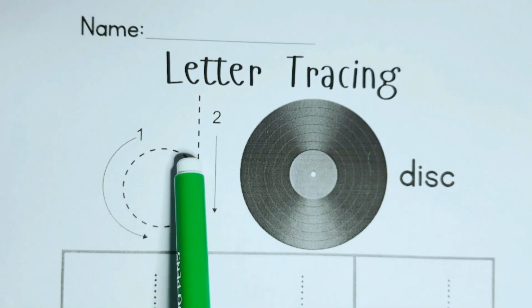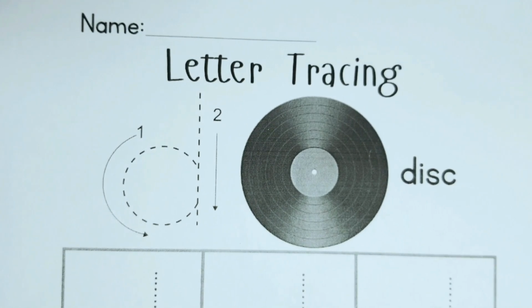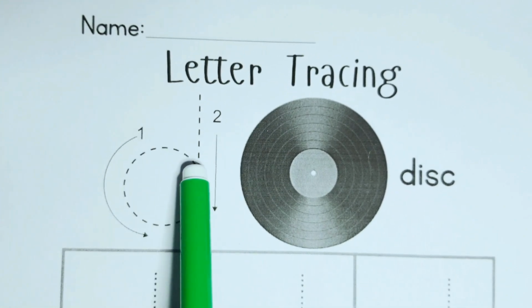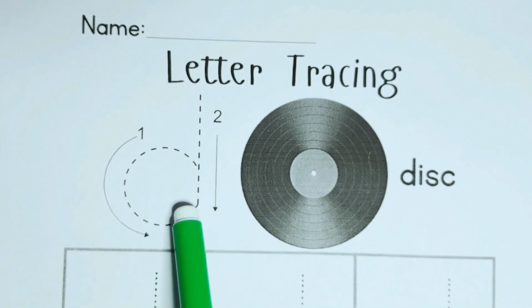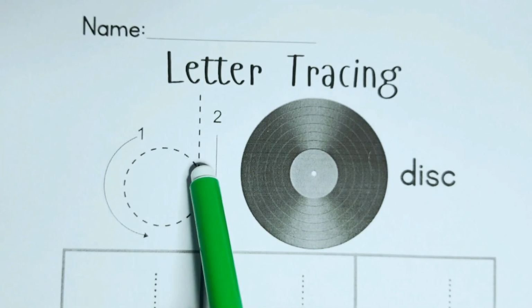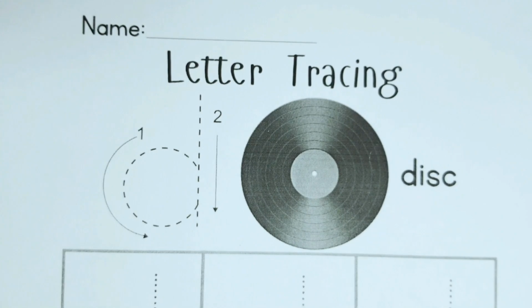Let's practice. First, start with a small curve like a C. Step 1. Start from the midline. Start with a small curve like a C. Then, starting from the top, draw a straight vertical line down to the right side of the circle until it touches the bottom line.